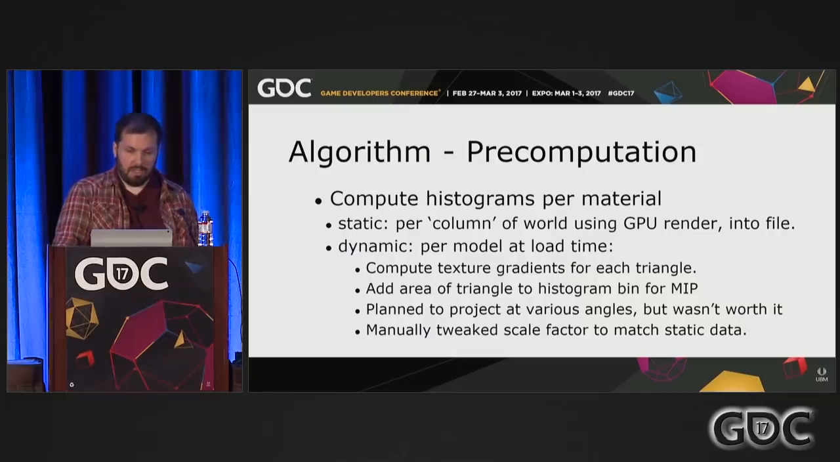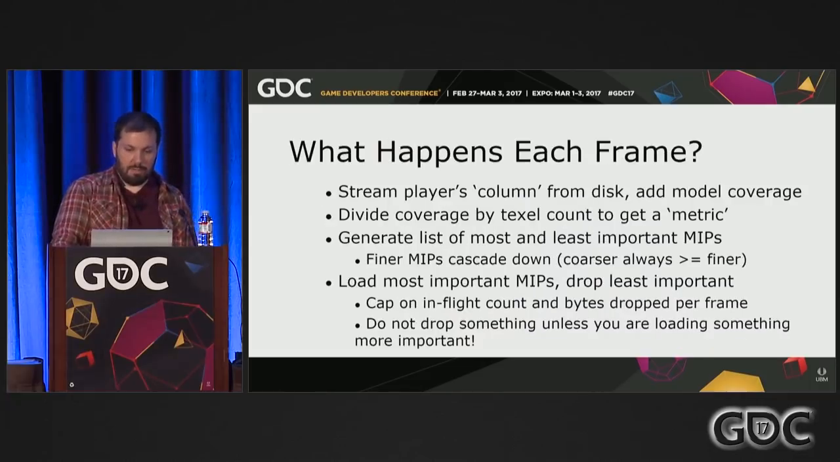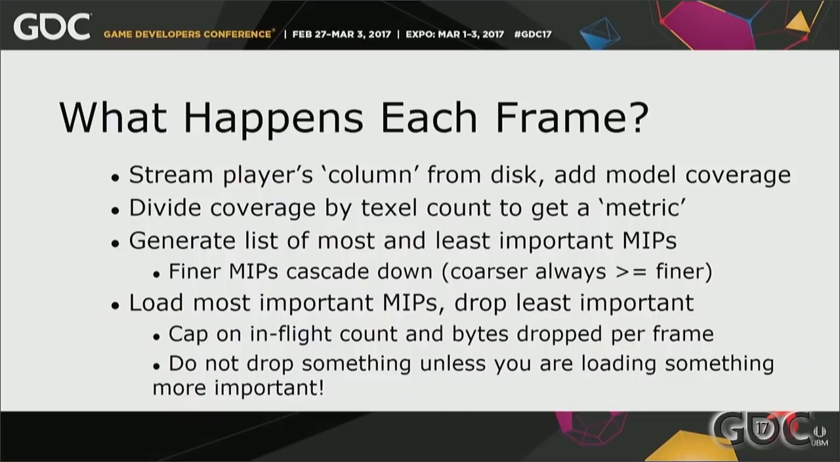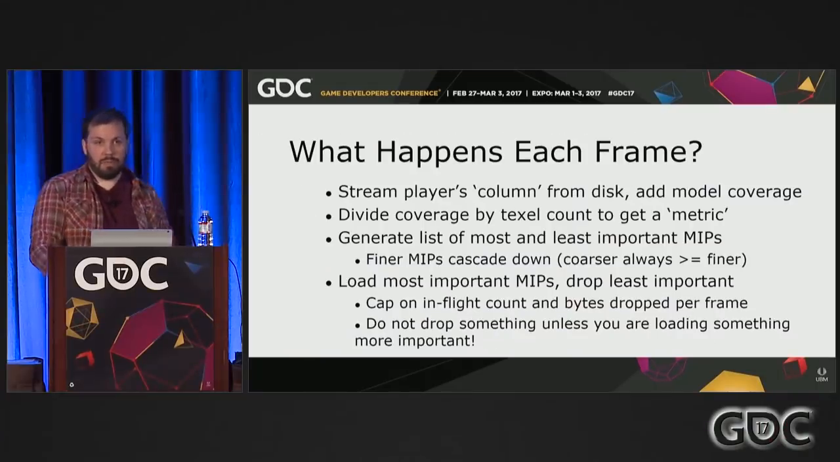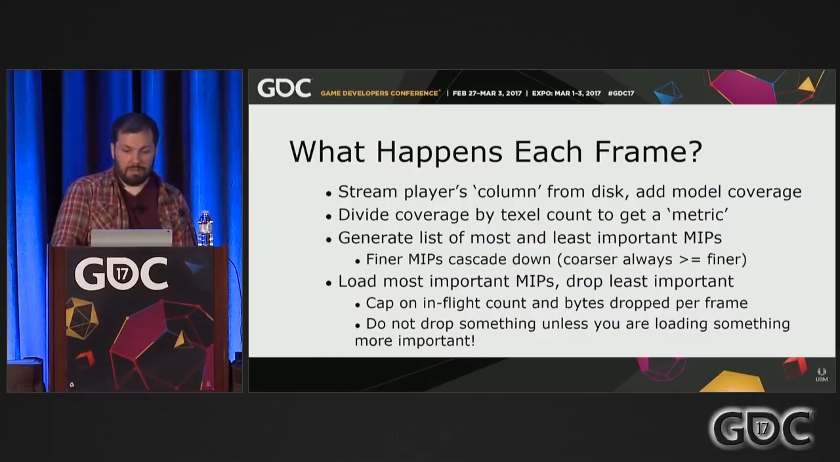And then from there, you can take the GPU data and combine it with the dynamic data to get your final values, and we use a manually tweaked scale factor to bring that area metric into the same domain as the offline GPU number of pixels visible metric. So each frame then, we make sure we've streamed in the player's column from the disk, we add the model coverage to it, we take that coverage and we divide it by the texel count for the particular MIP level that it's associated with to get a metric of cost versus benefit. And from there, we can generate a list of the most important MIP levels that we don't have loaded and the least important MIP levels that we do have loaded. And we try to drop less important MIP levels in order to load important ones. And this is capped at some rate so that we don't burden the GPU too much.